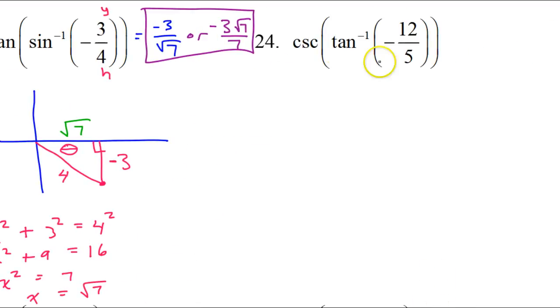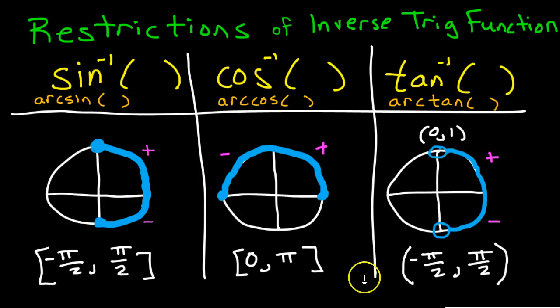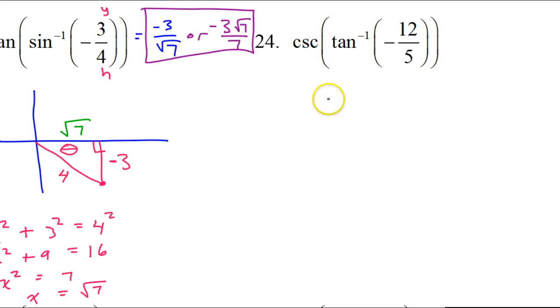Okay, moving on. Inverse tangent of negative 12 over 5. Inverse tangent is an angle. It's the angle whose tangent is negative 12 over 5. I don't know what that angle is, but I can draw it. Remember that inverse tangent is only defined on the right-hand side of the unit circle. So, as I get ready to draw my diagram, I'm going to stick to the right-hand side.